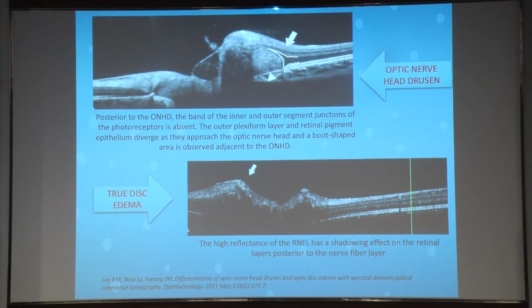In the patients of optic nerve head drusen, they have described a boot-shaped appearance because the outer plexiform layer and the RP epithelium diverge as they approach the optic nerve head, and a boot-shaped area is observed adjacent to the optic nerve head drusen. This is the area which they have described, that there is a boot-shaped appearance just next to the optic nerve head drusen.